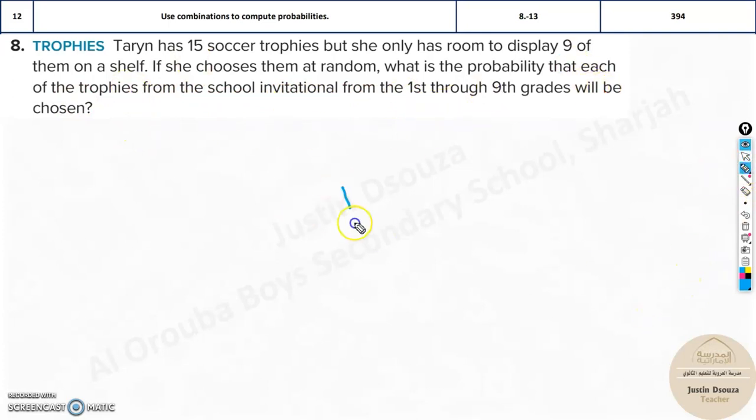So now there are a total of 15 trophies. That is n. Your total number is always n. What is the selection? Selection is 9. That is r. Okay, 15 and 9. Now, what more do we know? We know there is no order, right? They have just told 1st to 9th grade. Have they mentioned the first grade must be first, the second grade second, something like that? No, the order is not mentioned, so it is C. That's it.